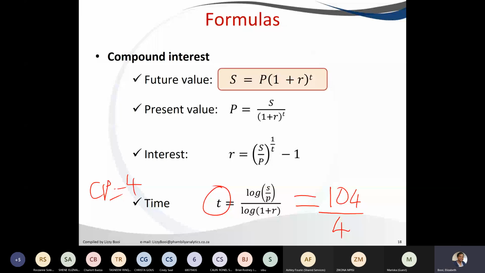If it was monthly, let's say the period was monthly, 12 months, therefore you will have to divide the answer you get after calculating T or N by 12 so that you get it to years.